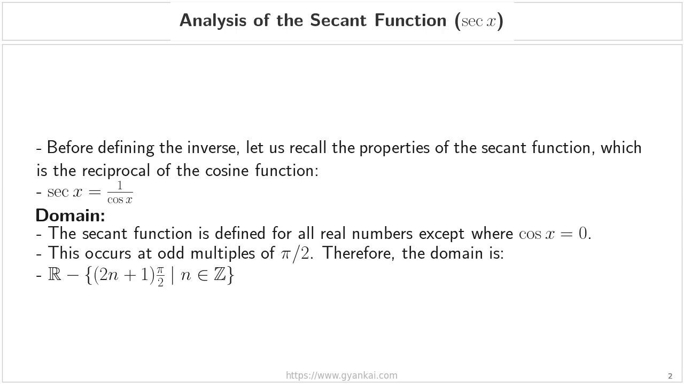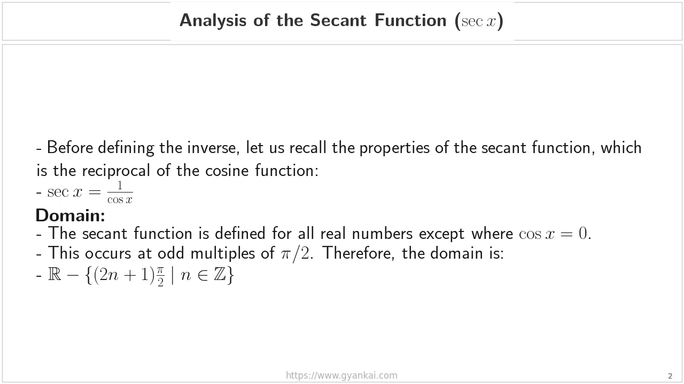Now, let us analyze the domain, which represents all the possible input values for x. The secant function is defined for all real numbers, except for those values where the cosine of x equals 0, as division by 0 is undefined. This occurs at odd multiples of pi over 2. Therefore, the domain consists of all real numbers excluding the set of odd multiples of pi over 2, where n is any integer.